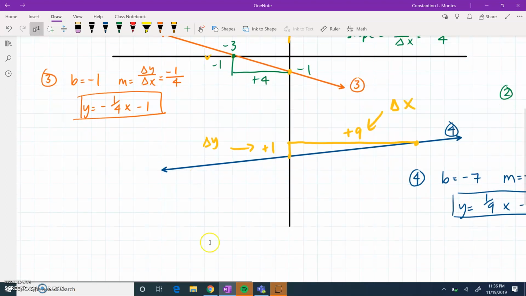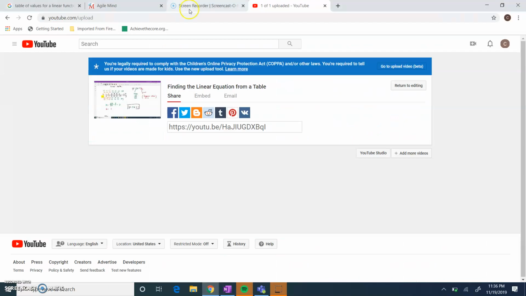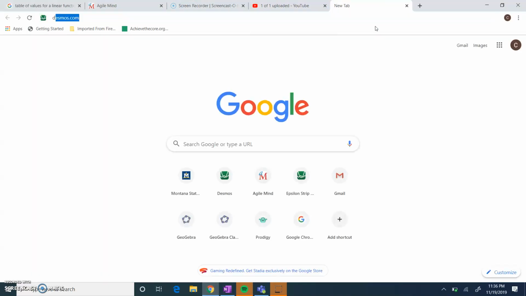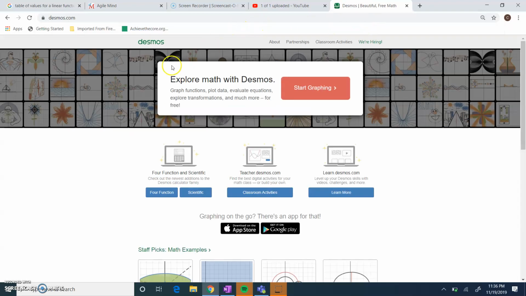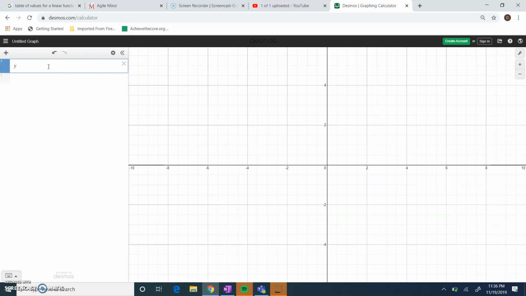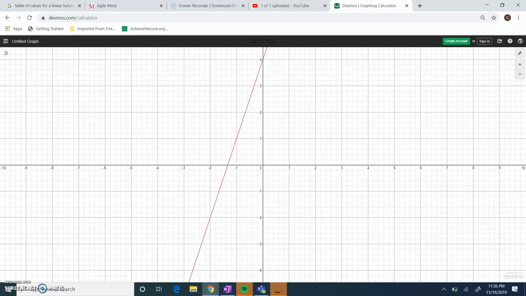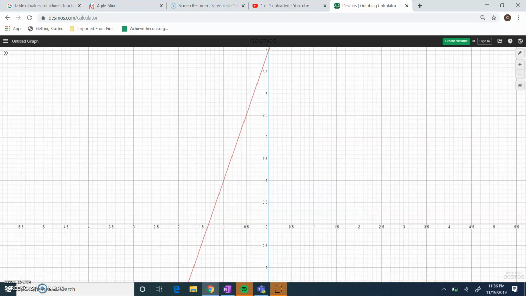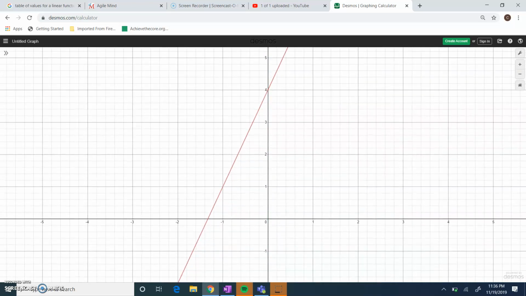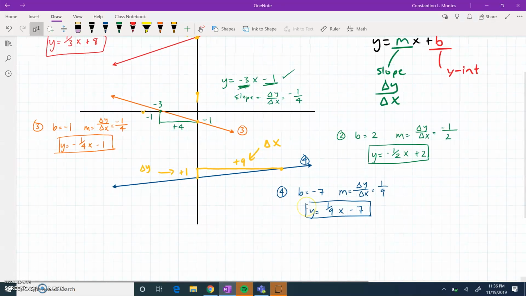I don't have any more examples for you guys here. You can always go to desmos.com, and I think I showed you this in a different video. Have your brother, your sister, your mom, your dad, somebody type in some numbers for the slope and the y-intercept, and they can close that off, and you can try and find the equation of the line from the graph if you want to work with this. Or the internet has tons and tons of examples. In any case, hopefully that helps.